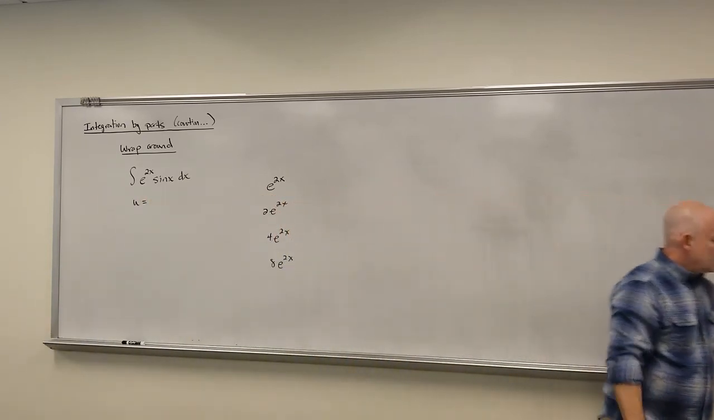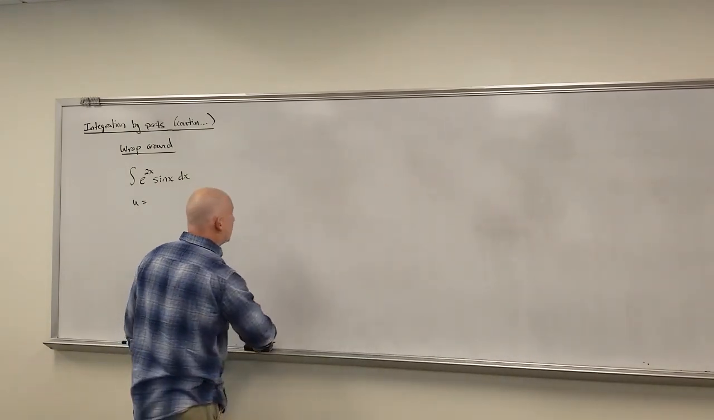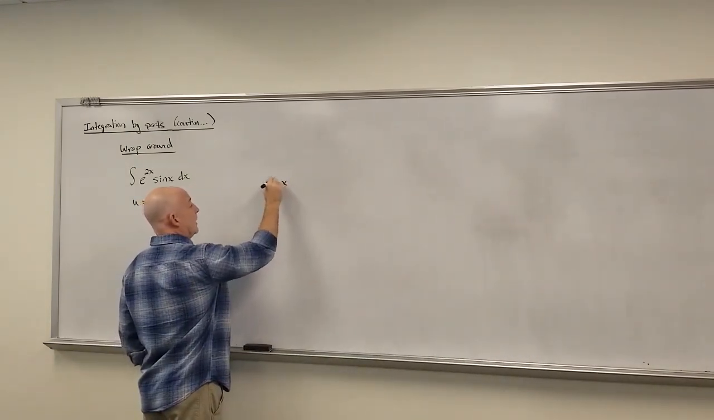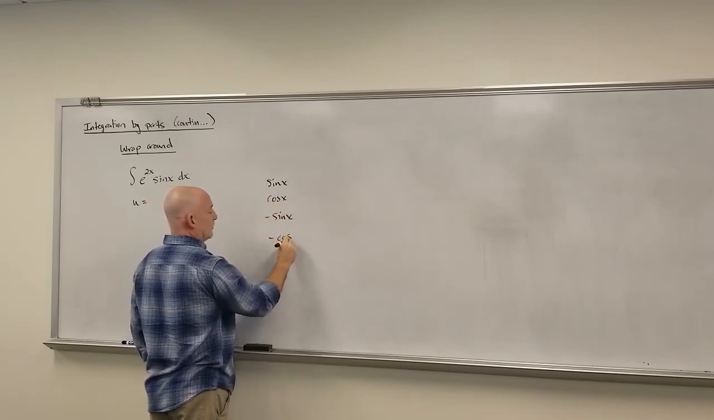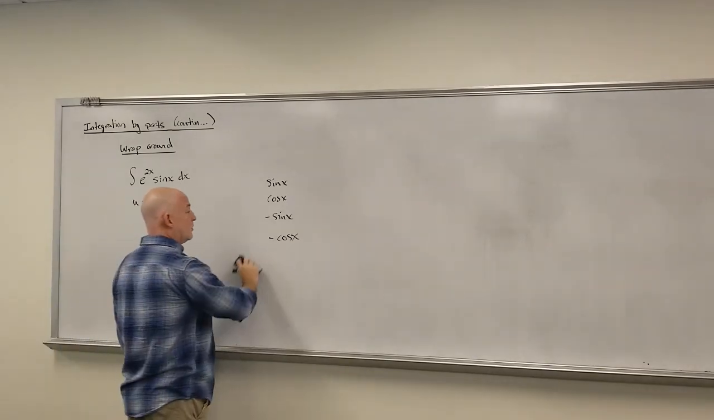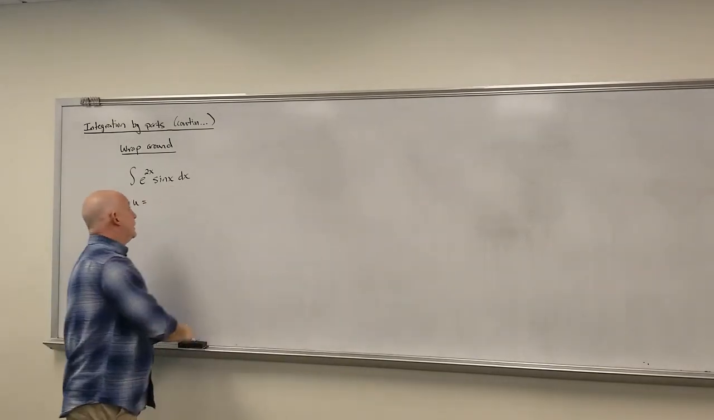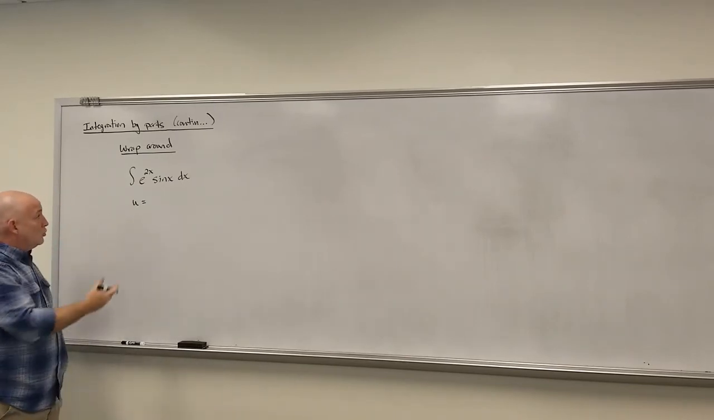What about sine? Sine's not going to work either, as far as going away, right? You start out with sine, you start taking the derivatives, it just bounces back and forth between sine and cosine. So neither one of these functions is going to go away if we pick it to be our u piece.